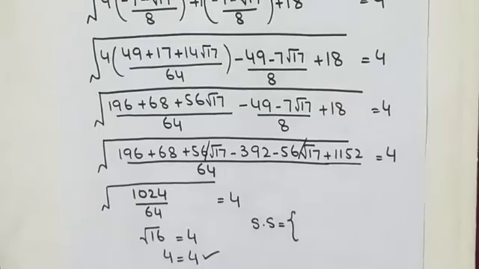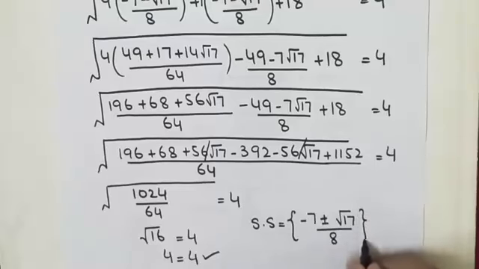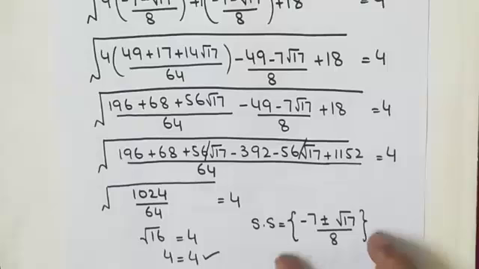So our solution set will be minus 7 plus minus under root 17 over 8. Since we have only one solution and it satisfied our equation, it means this is the solution set and we have no extraneous root for this question.